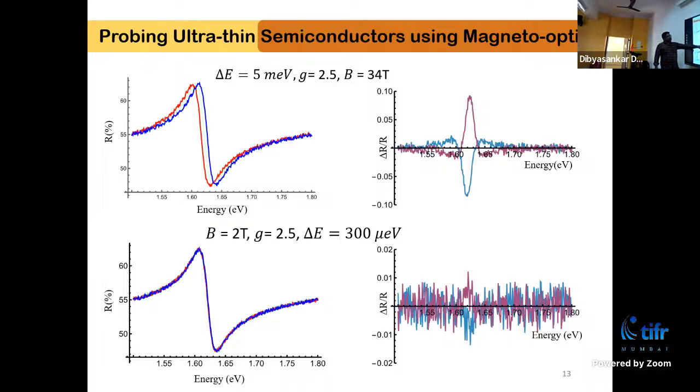If my magnetic field is 2, the G is the same 2.5. Now the delta E will be even smaller, it's not 1,000 times because it's 300. So 10 times smaller, or it is 100 times smaller than the earlier value. Now you barely can distinguish between red and blue. And if you subtract red from blue or blue from red, this is the graph. Here you see there is something, but it's buried in noise. You cannot say anything. So what can you do?